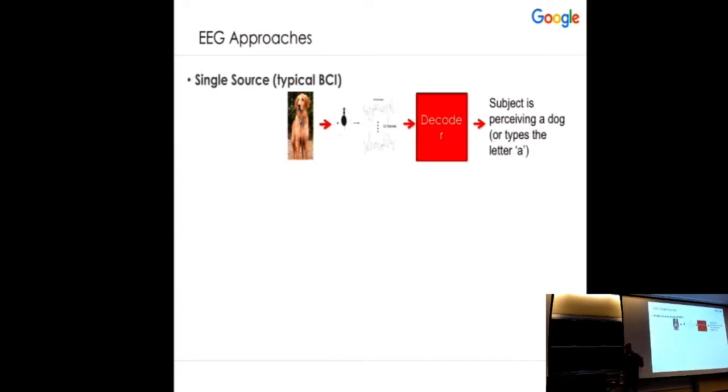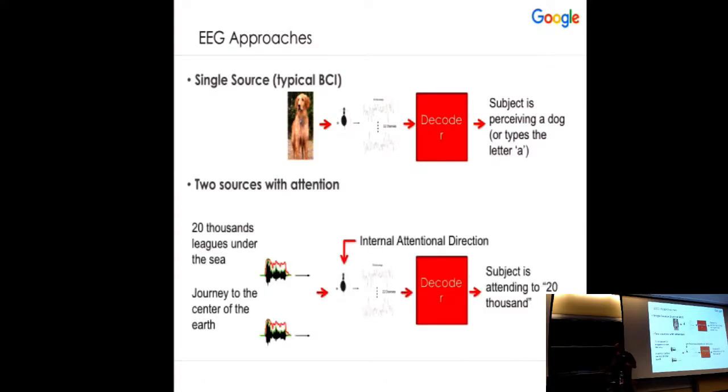So the normal way of doing BCI is you put some sort of stimulus in front of a person, you measure the brain waves and say, oh, that was a dog. We're trying to do something more interesting, which is we have two sources, and the user's paying attention. And what we want to do is understand which sound the person is attending to. So in our case, we had two audio stimuli. They're both male speakers, so it's not overlapping pitch.